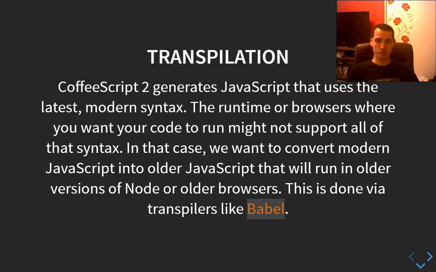Transpilation. CoffeeScript 2 generates JavaScript that uses the latest modern syntax. The runtime or browsers where you want your code to run might not support all of that syntax. In that case, you want to convert modern JavaScript into older JavaScript that will run in older versions of Node or older browsers. This is done via transpilers like Babel.